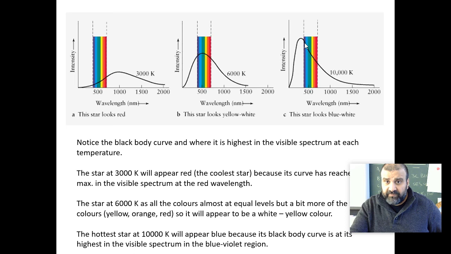This star here, the peak is in ultraviolet, which we can't see. We're going to see all the colors: red, orange, yellow, green, blue, indigo, violet. It's going to be white, but we're peaking in the bluey violet area, so it's going to be a blue white star.